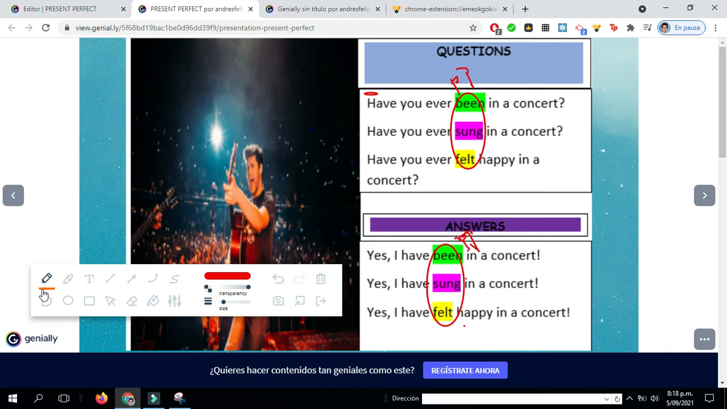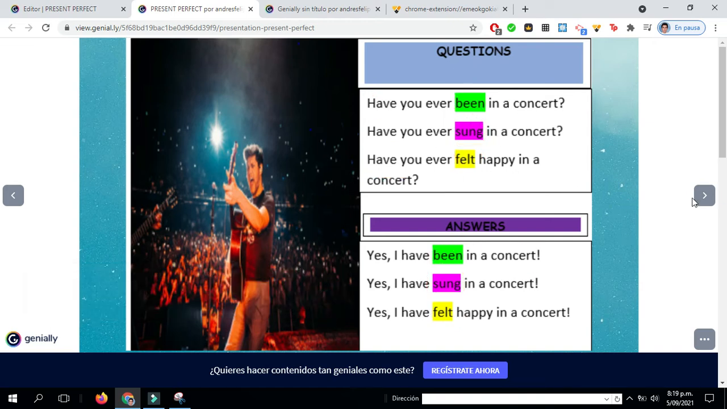So what is the difference? In a question, the auxiliary verb have goes at the beginning of the question, and then the past participle of the verbs, and in the answers, it is the opposite. The auxiliary verb have is after the subject, and then the verb in past participle. Okay. So this means, ¿has tú alguna vez estado en un concierto? Sí, yo he estado en un concierto. So these are present perfect questions and answers.